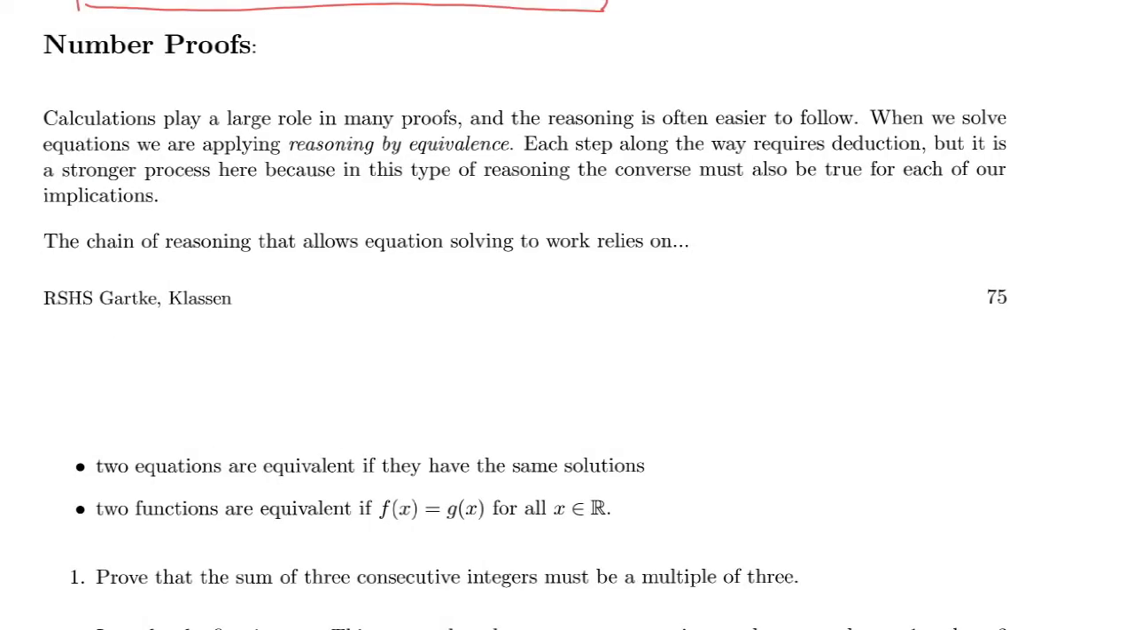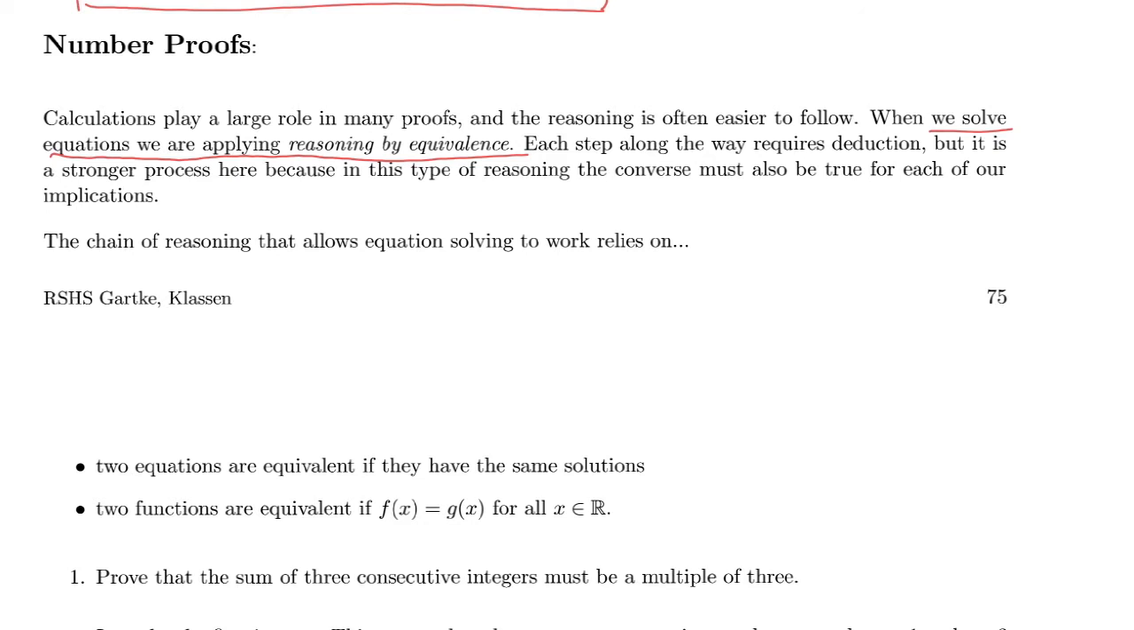Okay, so in number proofs, and we're going to do some number proofs in a bit, but just to talk about where this is heading. We know that calculations play a huge role in many proofs. I mean, granted, these are mathematical proofs, so you would expect some calculation in there. The reasoning is typically quite easy to follow with those kinds of calculations, because when we solve those kinds of expressions or equations, we are applying reasoning by equivalence. Okay, talking about what happens with that equal sign and what that equal sign does for us.